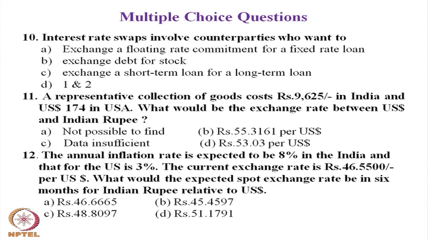A. rupees 46.6665, B. rupees 45.4597, C. rupees 48.8097, D. rupees 51.1791. Mark the answer, keep it with you. You can use the calculator also.